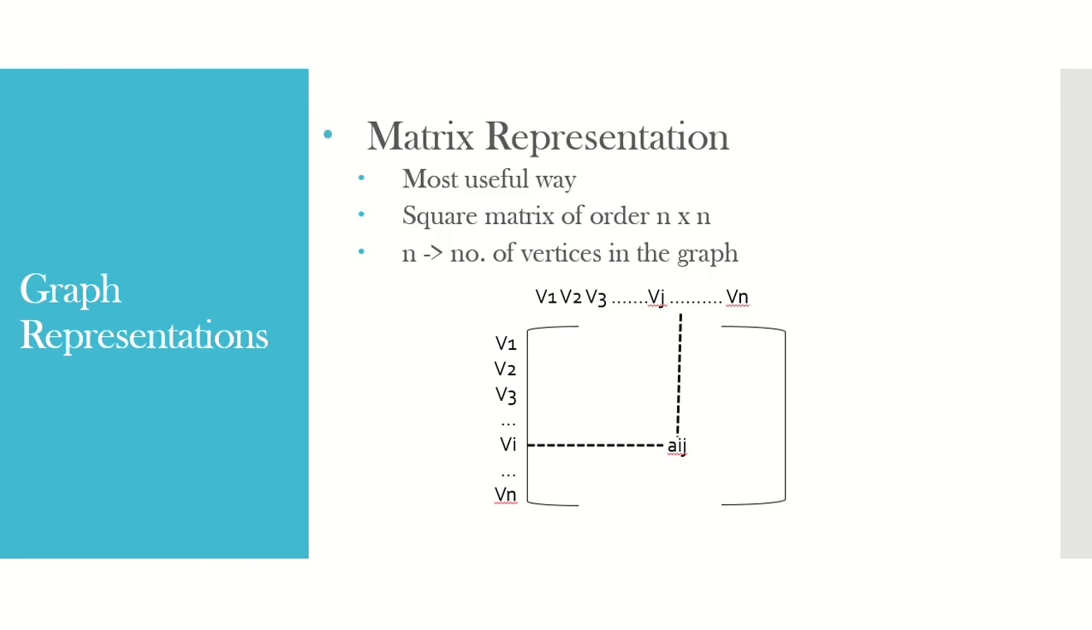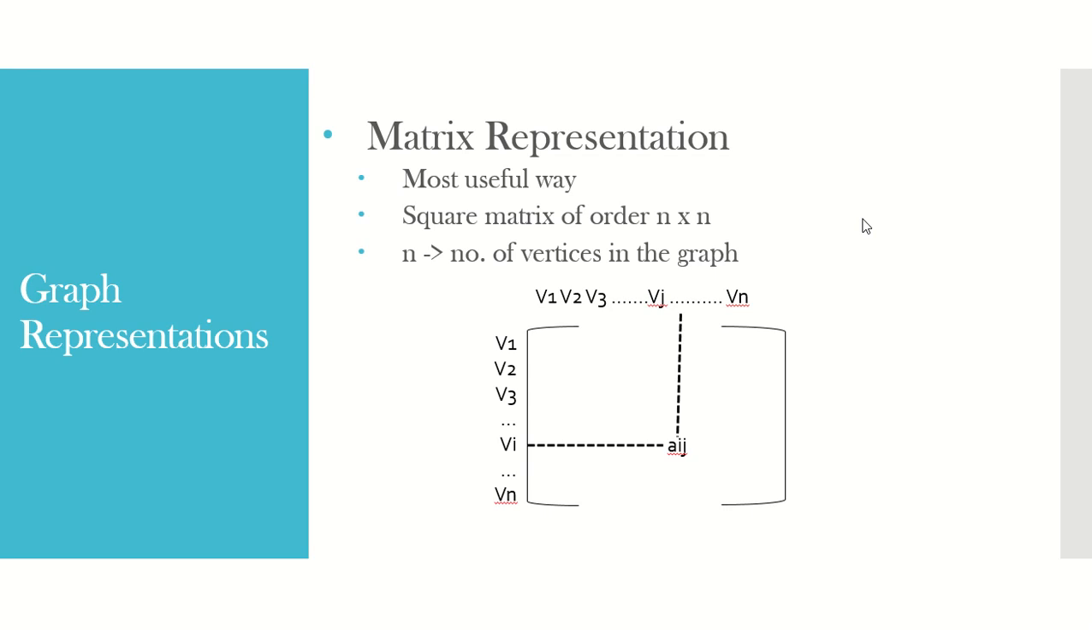Now moving further, you have the third representation, which we call the matrix representation or adjacency matrix representation. This is found to be the most effective way to represent a graph, because you can implicitly give the information about the adjacent nodes. Normally we take it as a square matrix. If you have a graph containing n nodes, then the matrix will be n by n. So n rows, n columns.